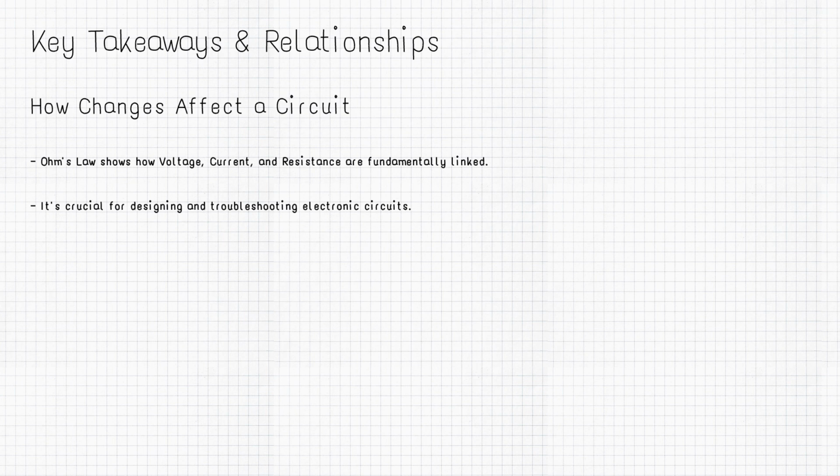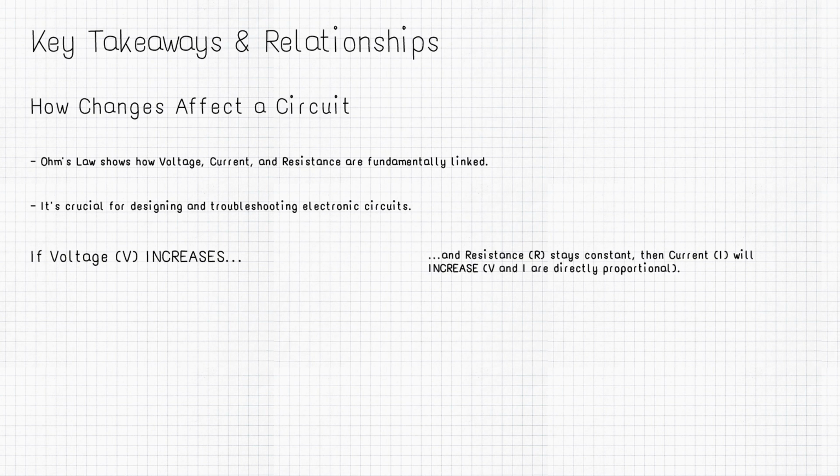This highlights its practical significance. Understanding how changes in one quantity affect the others is vital for circuit analysis. Ohm's law provides these crucial insights. Ohm's law fundamentally links voltage, current, and resistance, showing their direct interdependence. It is absolutely crucial for designing and troubleshooting all kinds of electronic circuits. If the voltage in a circuit increases and the resistance remains constant, then the current will also increase. This demonstrates their direct proportionality.